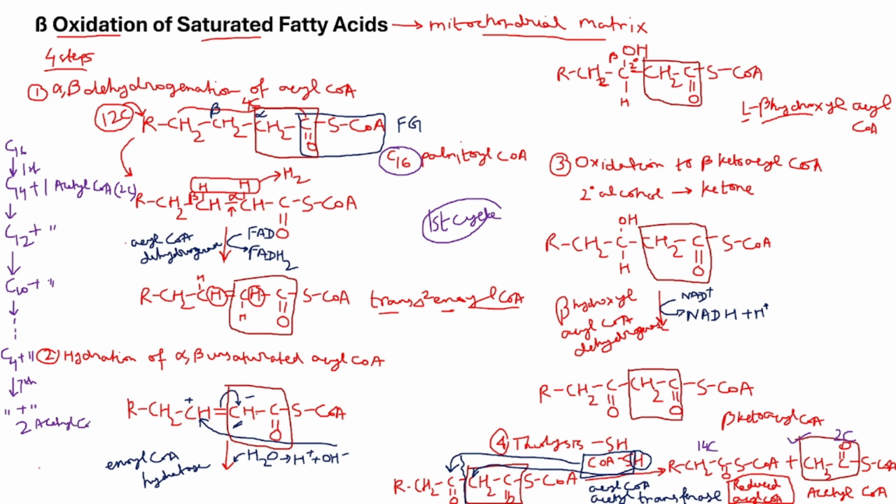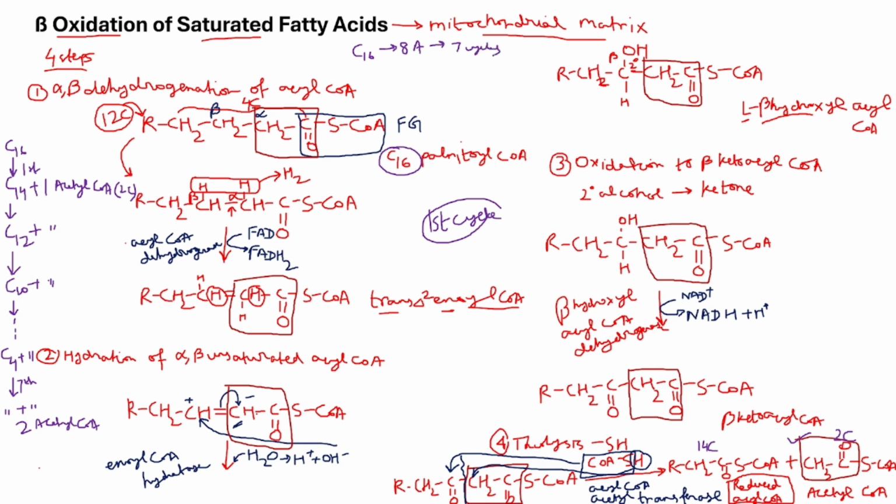So this is very important. If you are starting with a C16 fatty acid, you are getting 8 acetyl CoA molecules through 7 passes or 7 cycles, right?